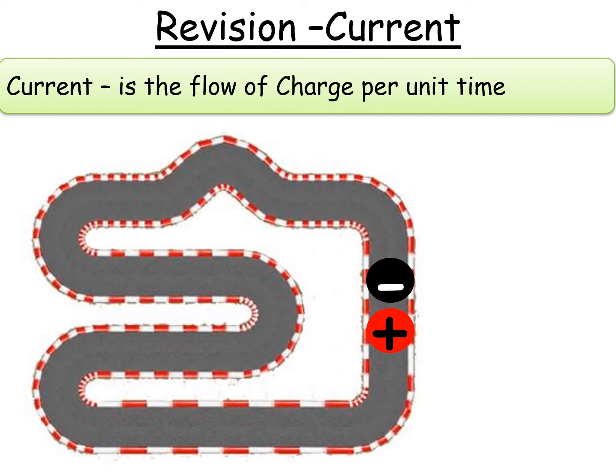Okay, so a few revision ideas. Current is the flow of charge per unit time. So remember the equation Q is equal to IT, and that it's just negative charge which moves around a circuit. You can think about it as being like cars going around a racetrack, and each time it completes one lap, it's like going one complete lap around the circuit as well. So it's a good idea to have a model because that will help you to understand the ideas a bit better.